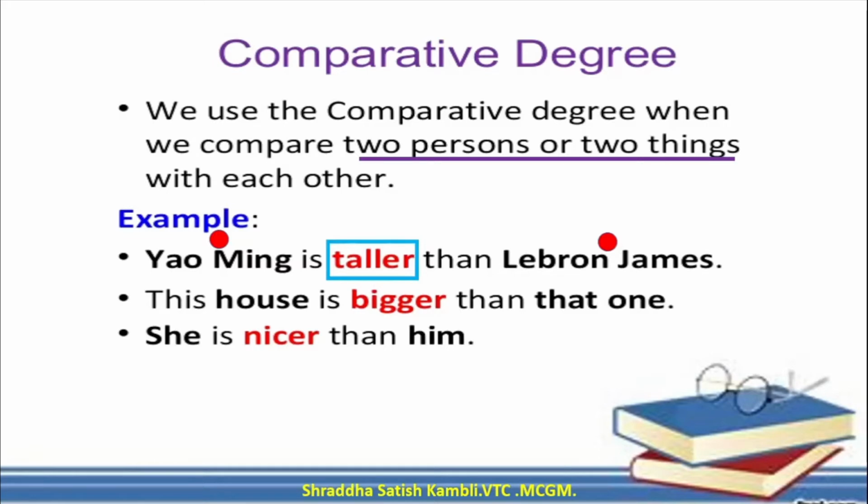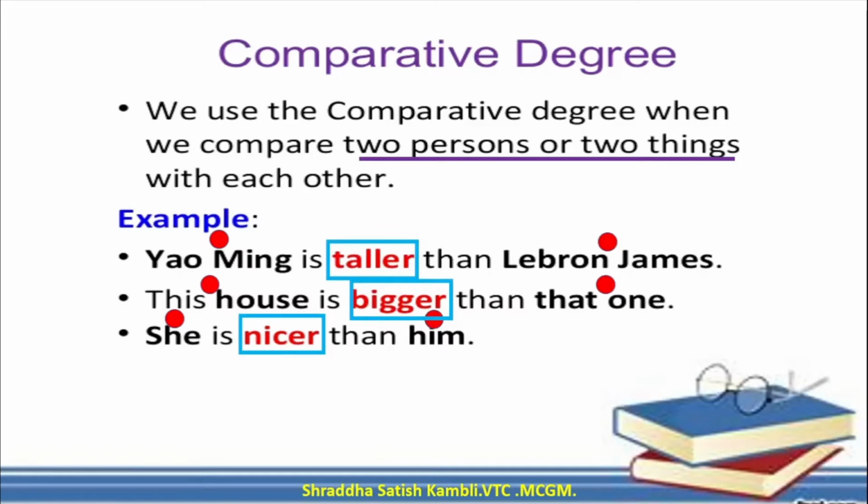The same case goes with the house also. This house is bigger than that one. So see again here, you're comparing the two houses. You found one more house with which you can compare the house which you had with you. So this house is bigger than that one. The next one is she is nicer than him.